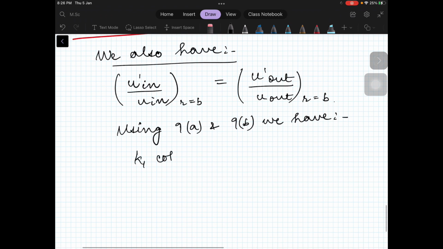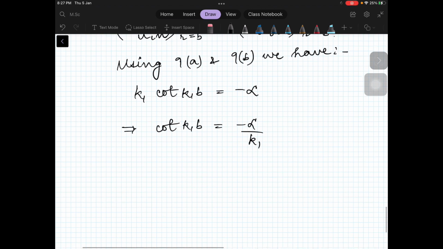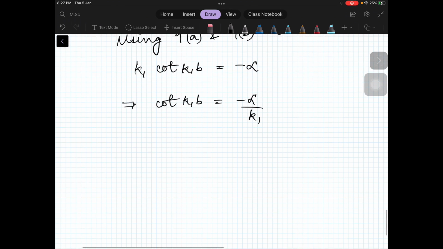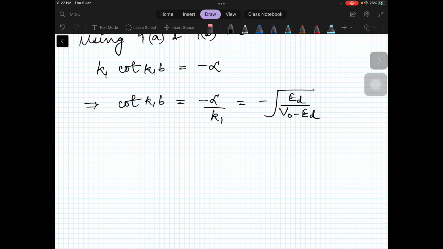k1 cot k1b is equal to minus alpha, or we can write cot k1b is equal to minus alpha over k1. Putting the values, we get this to be equal to minus of square root of ED over V0 minus ED. Okay, so this is our equation which we have got solving this.